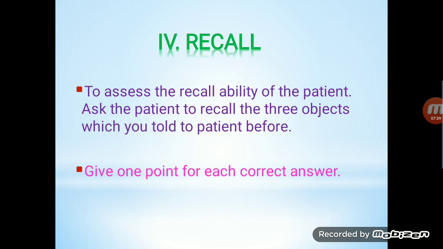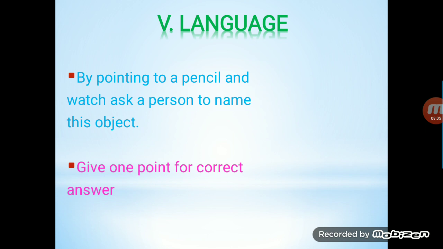In recall, whatever object names you have taught to the patient, you tell the patient to recall those 3 objects. Here we have given 3 objects, that is apple, pen and television, right? If the patient can recall those 3 objects, apple, pen and television, correctly, you can give 1 point for each correct answer. Alright, so the next one is the language.